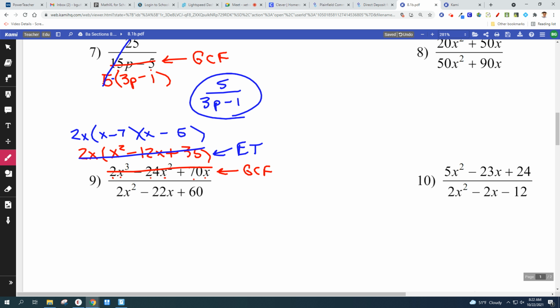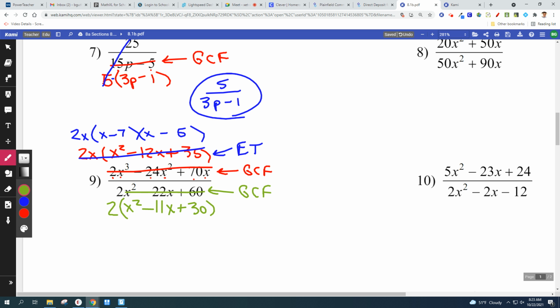Now I'm going to do the exact same thing on the bottom. Okay, on the bottom, get in the habit of looking for a GCF first, especially when it looks hard. Do you see the GCF? 2. Very good. If I take out a 2, I must have an x squared here, a minus sign. 2 times 11 is 22, so minus 11x plus 30 right here. Very good.